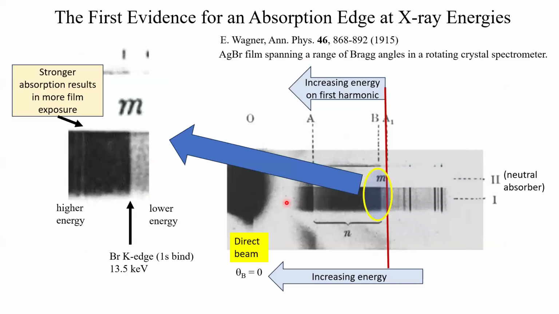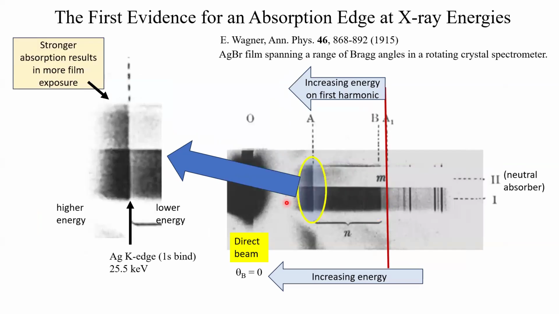And if we play with the math a little bit, we can find that the first step corresponds to the bromine K edge, the 1s binding energy of 13.5 kilovolts. So when you get there, the X-rays don't penetrate through the film. Instead, the X-rays are more preferentially absorbed by the film, and the film blackens. And then the same thing happens at the second step for the silver K edge. So this is how the existence of absorption edges was first discovered.